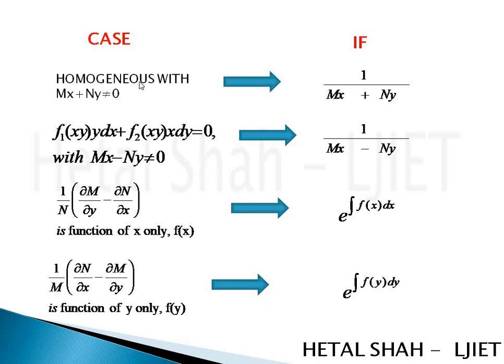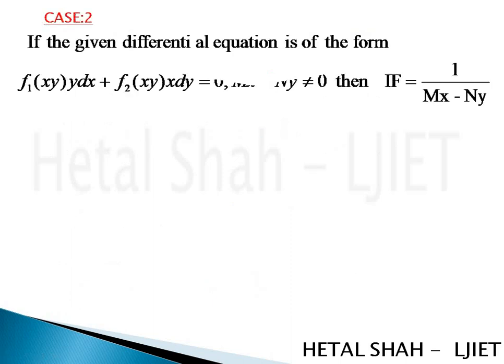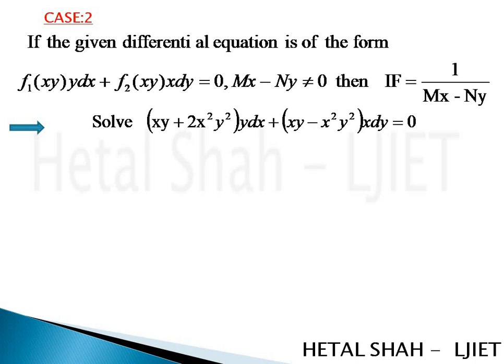Students, we already learned about the first case in the last lecture. In this lecture we learn about cases 2, 3 and 4. So let's start with case 2. Case 2 is if the given differential equation is of the form f1(xy) y dx plus f2(xy) x dy, with the condition Mx minus Ny not equal to 0, then the integrating factor is 1 upon Mx minus Ny. So start with the example.